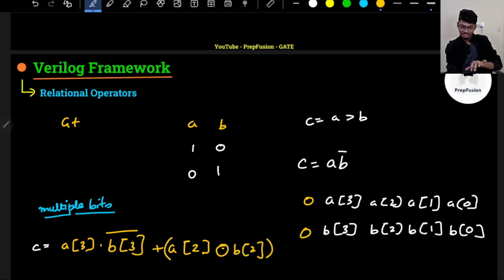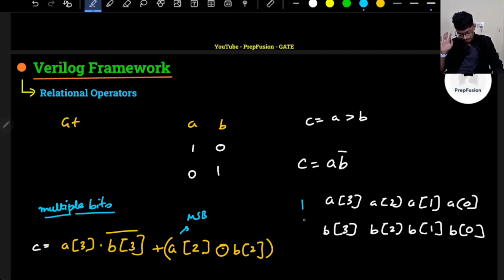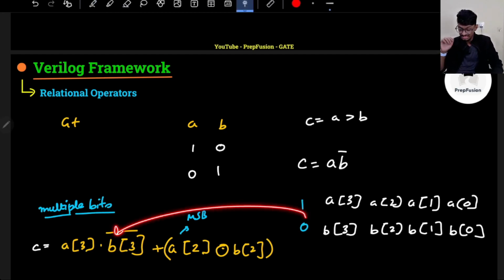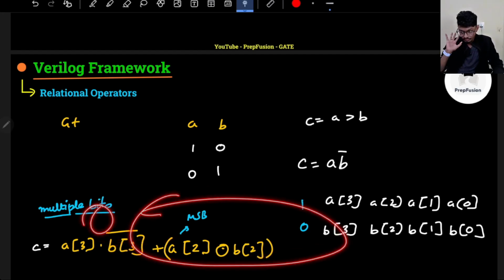Okay, if this is true, that means the MSB is equal. If the MSB is equal, then only I will move. Else, if the MSB is not equal, what other case is left? One case is taken care of: if my A is greater than B. If my A is 1 and B is 0, this expression will yield 1. If this yields 1, then I don't need to check anything else, right? I am done.